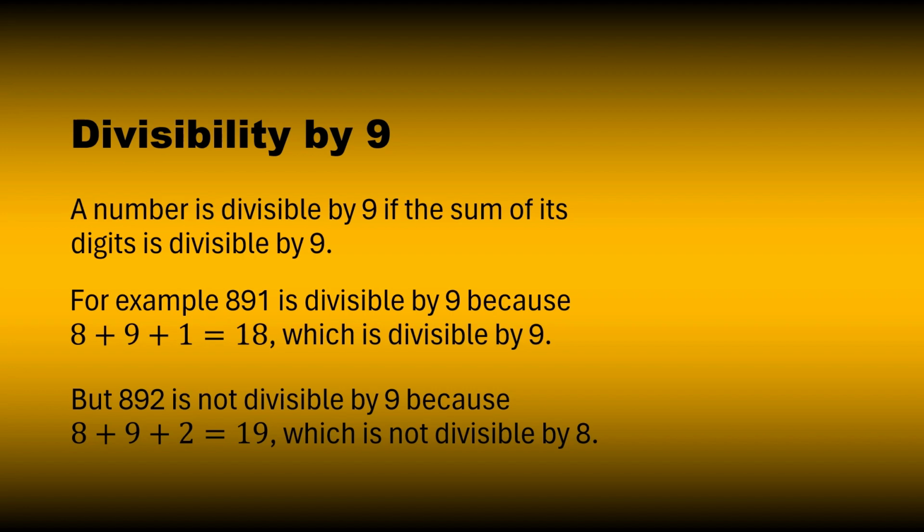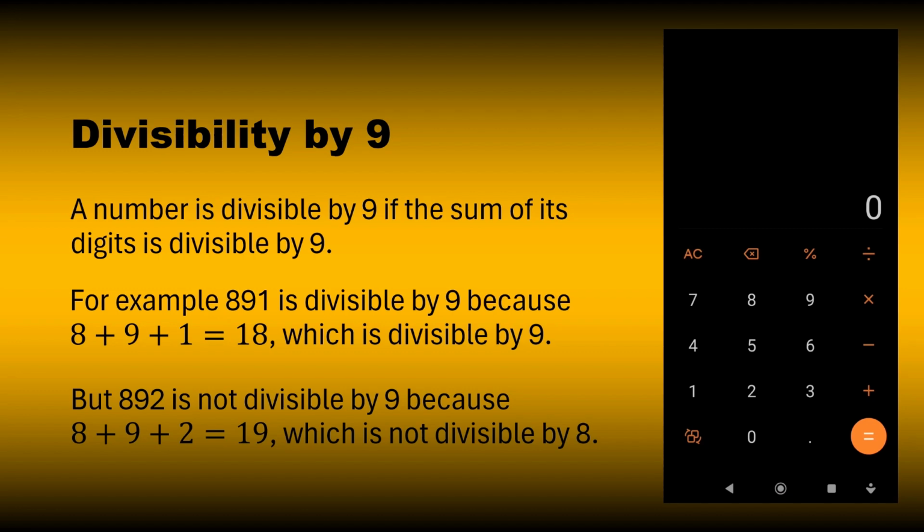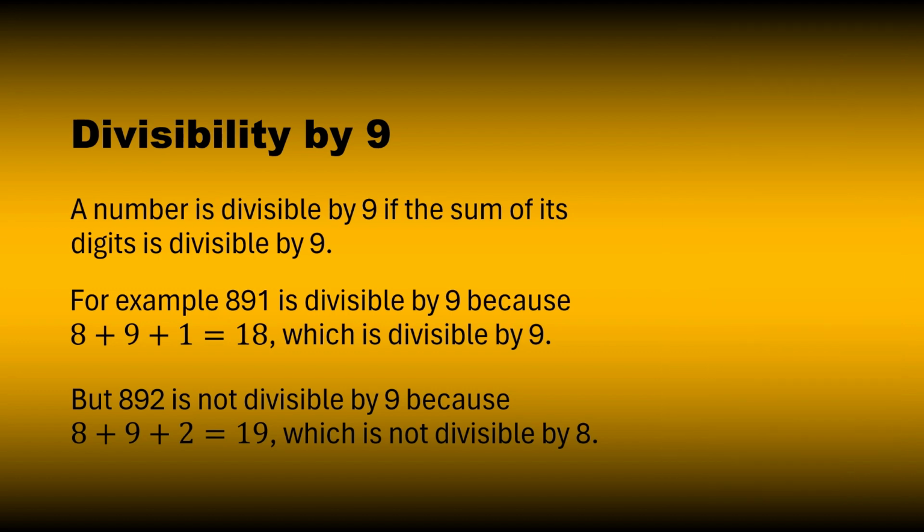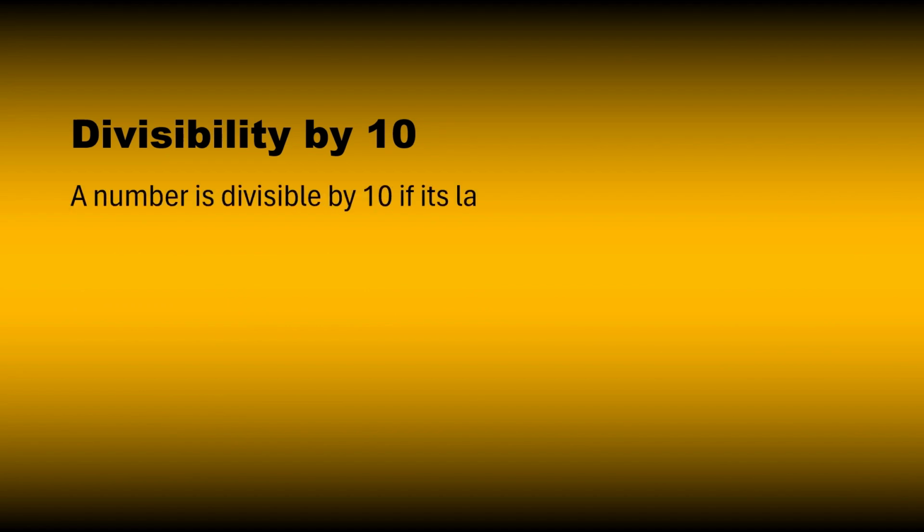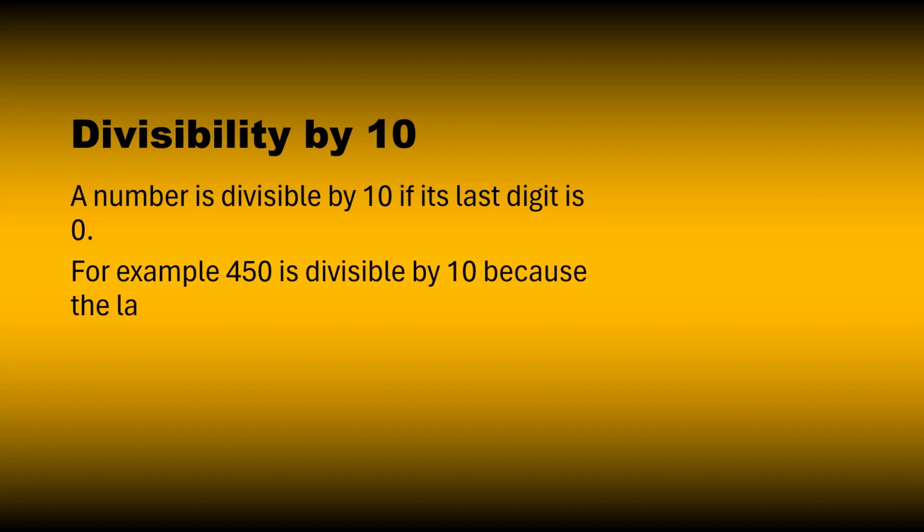Divisibility by 9. A number is divisible by 9 if the sum of its digits is divisible by 9. For example, 891 is divisible by 9 because 8 plus 9 plus 1 equals 18, which is divisible by 9. But 892 is not divisible by 9 because 8 plus 9 plus 2 equals 19, which is not divisible by 9.